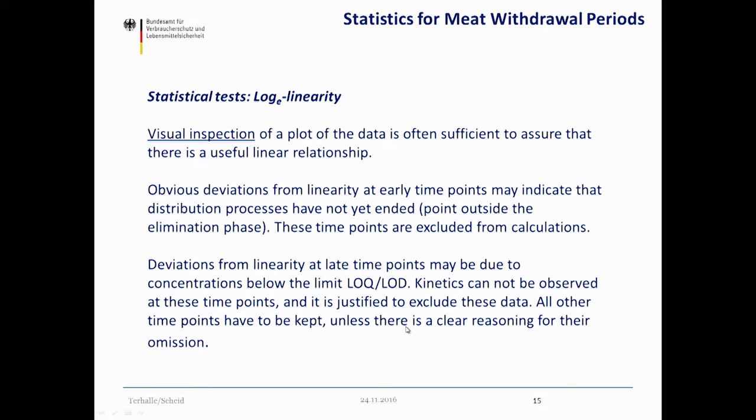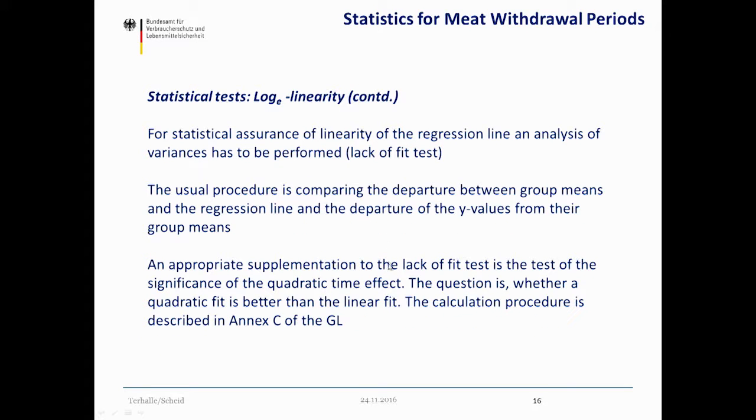Outliers are normally not considered unless there's a clear reasoning for their omission. The database overall is too small to conclude if an observation is an outlier or not. So first you would do a statistical test for linearity. The usual procedure is comparing the departure between group means and the regression line and the departure of the y values from their group means.